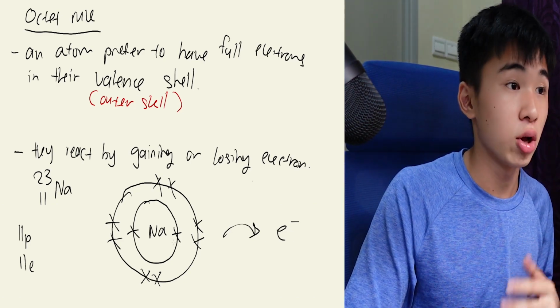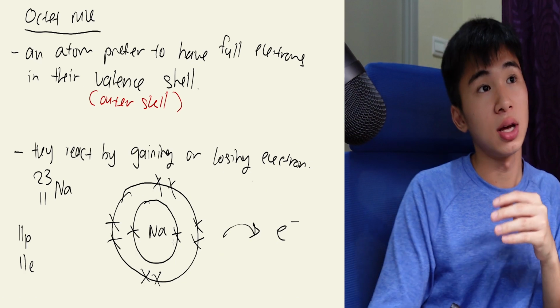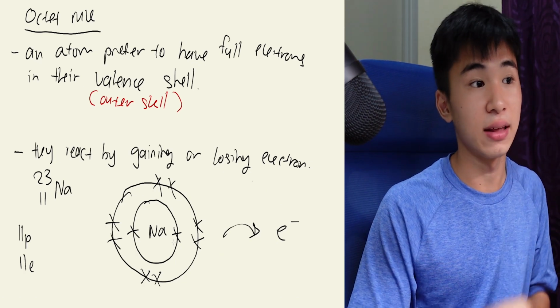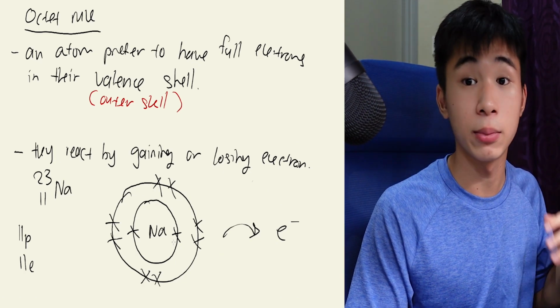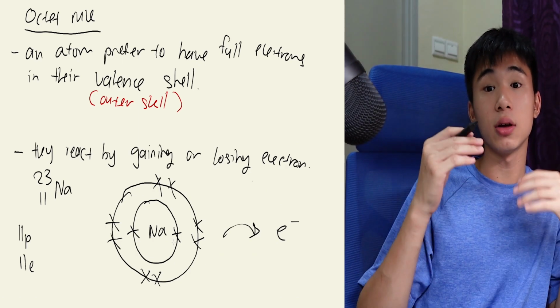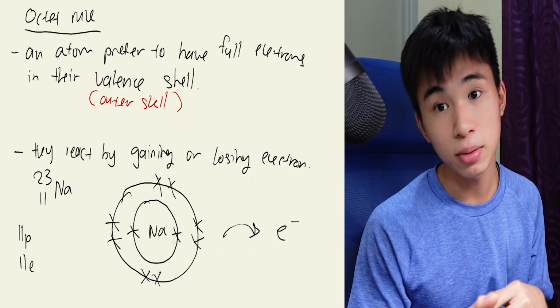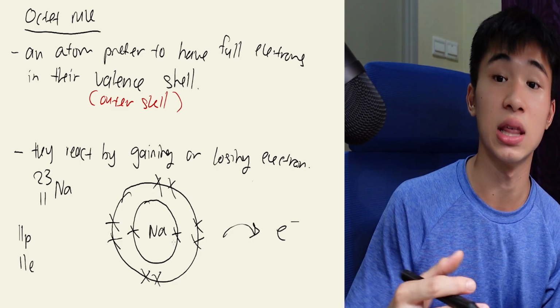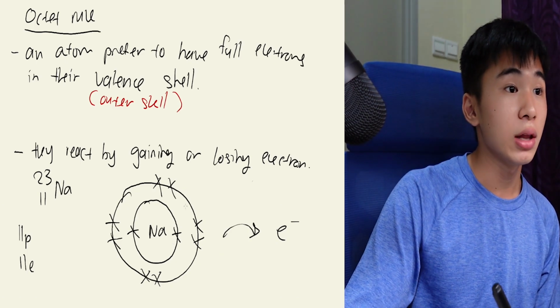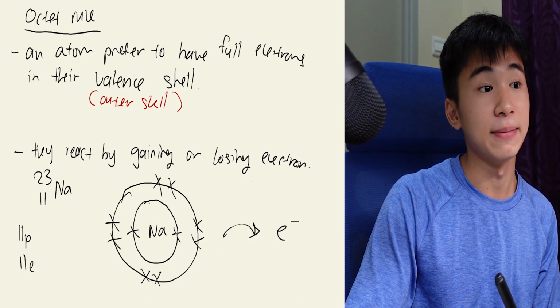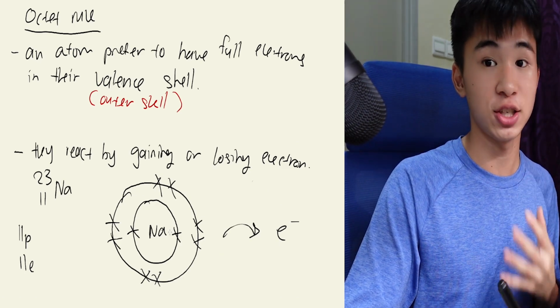This sodium is not an element anymore because the definition of an element is that the number of protons is equal to the number of electrons. But now the definition of an ion is that the number of protons is not the same as the number of electrons. So right now this sodium is an ion and it has a charge.